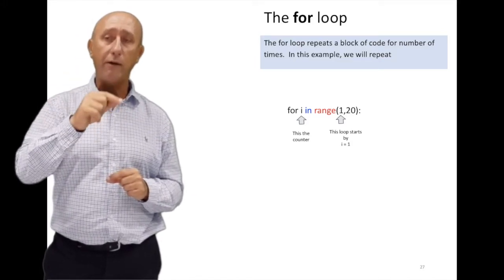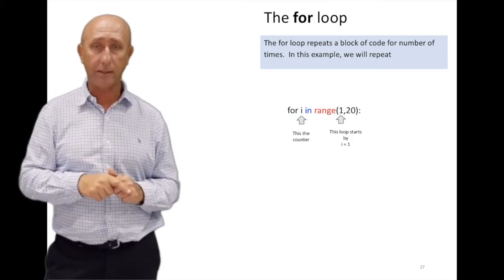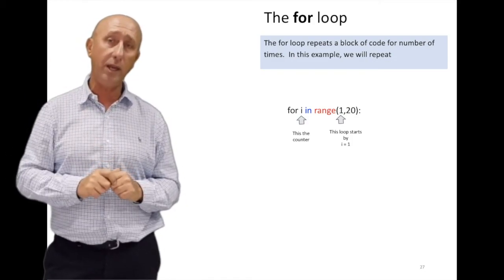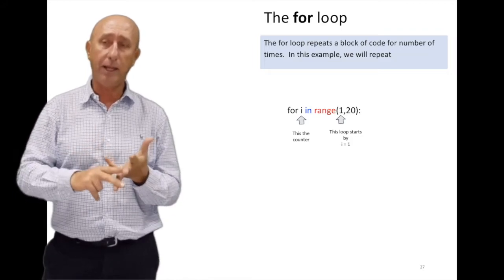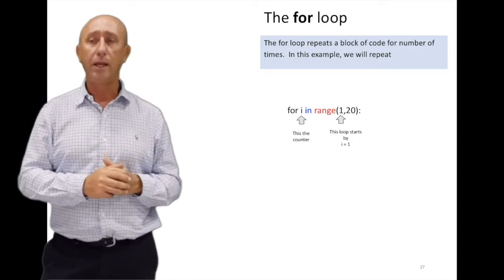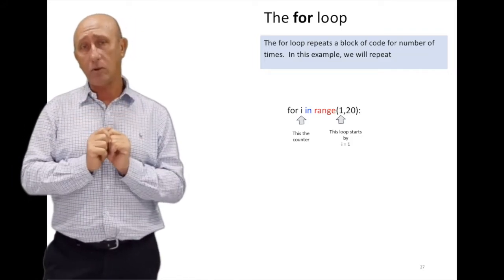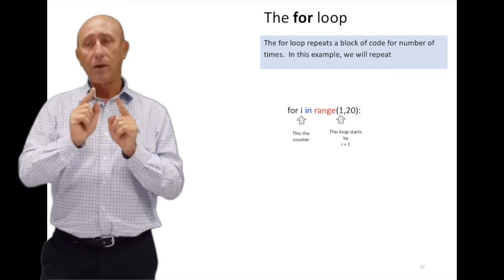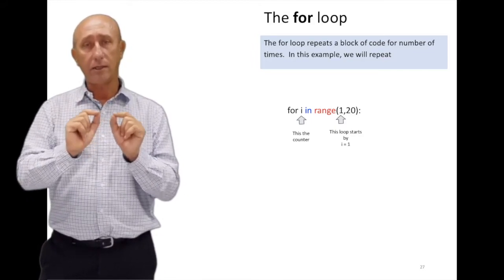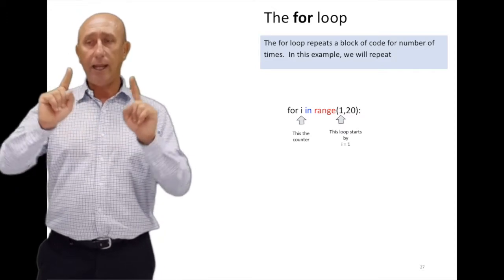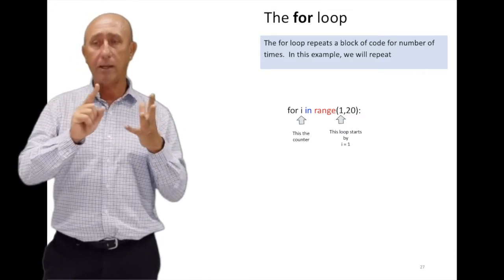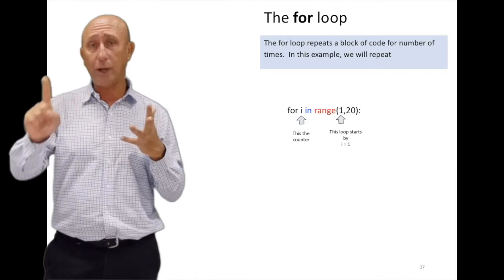I is what we call a variable, which we'll introduce you to later. The counter could be anything that you want to name it, all right? So it's I, could be X, could be Y, could be Z, whatever. Now, range is another keyword. Okay, so I'm going to say, I am defining a counter. This counter is I in this range. What range? I'm going to go from 1 to 20.